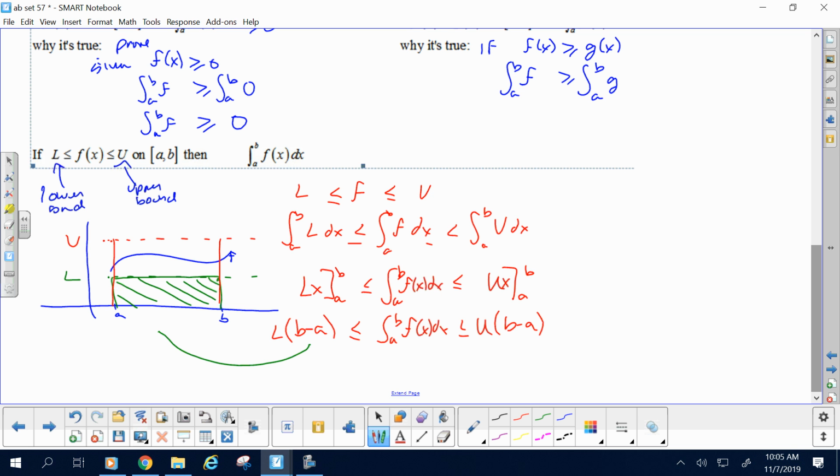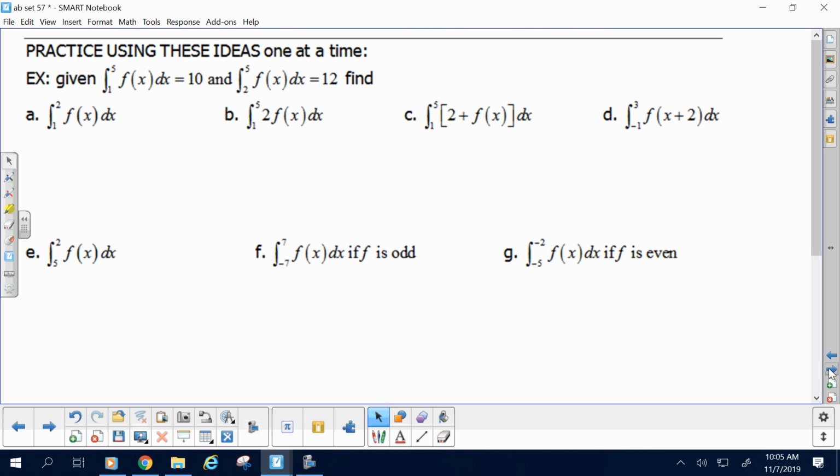Yeah, this would correspond to the picture starting to get a little adjusted, but you get the idea. The region under U would be the rectangle with a height of U and a base of b minus a. So surely the area under the blue curve would be between those two rectangles. You with me? Alrighty. Let's do some practice. Some of these are easy, some of these are not so easy. So, check this out. Think about A for a second, and we'll go over it in a minute.